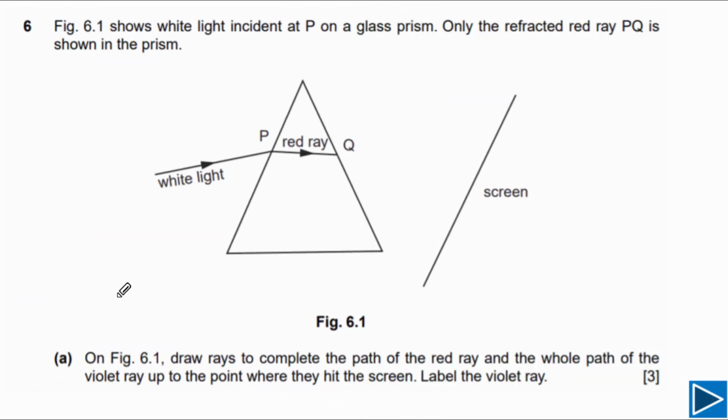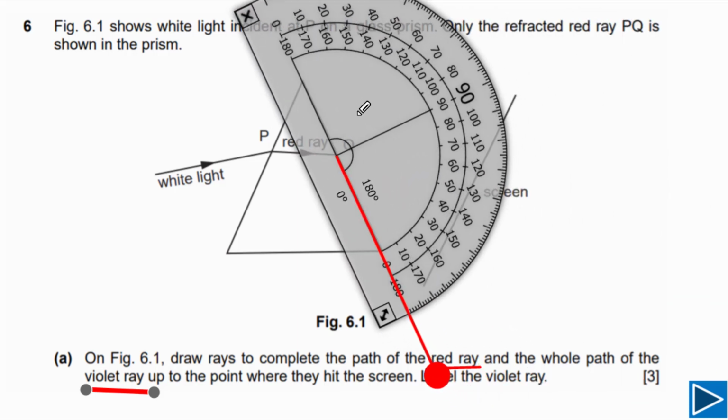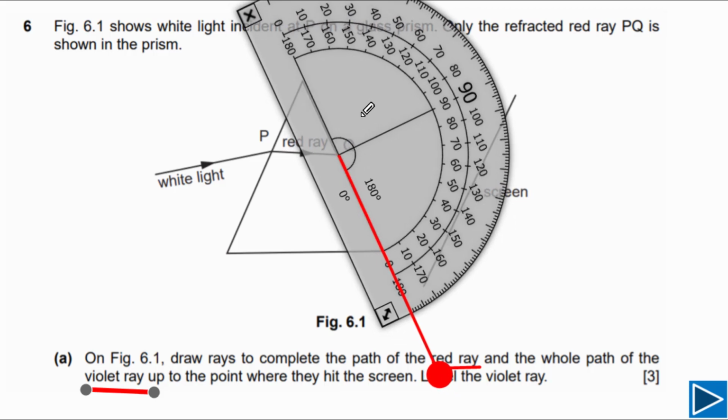This question is very similar to the last one. The only difference is that in this case we have a triangular prism, but in the last case we had a rectangular glass block. The rest is the same. For this question we have two lights. One is the red one, the other one is a violet light. For the red light, we need to complete the path of the red light. So we need to draw the normal first of all. So at this point we can draw the normal.